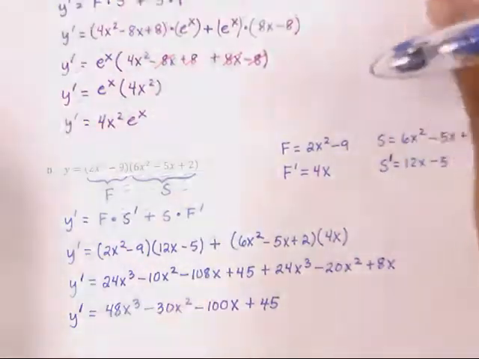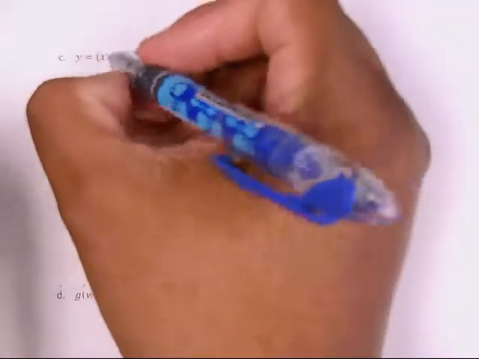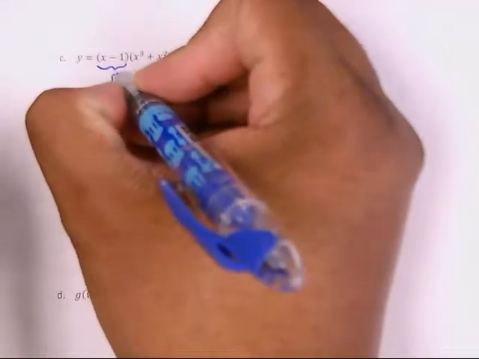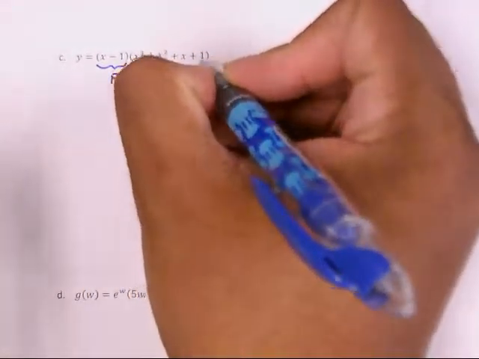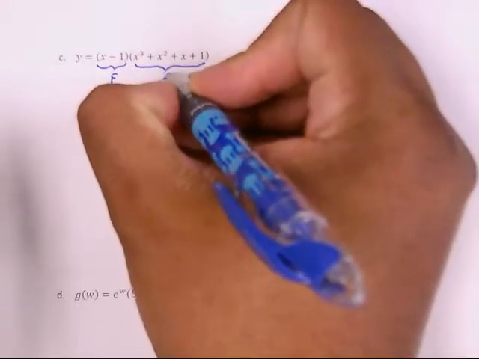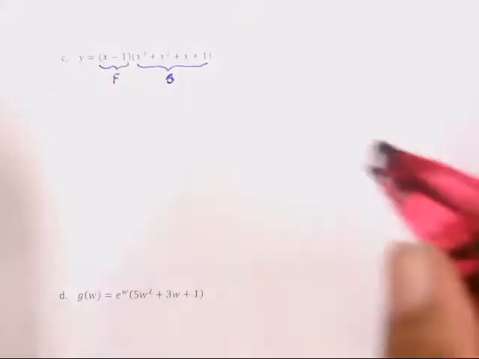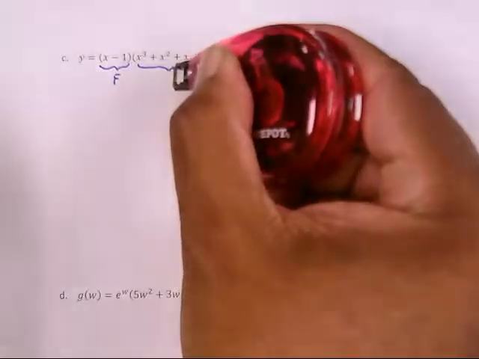All right, now let's look at another example, part C. Here again, y is equal to x minus 1 times x cubed plus x squared plus x plus 1. And I want to apply the product rule for this particular function. Well, I'm going to let the x minus 1 be the first, and this x cubed plus x squared plus x plus 1, that would be the second.